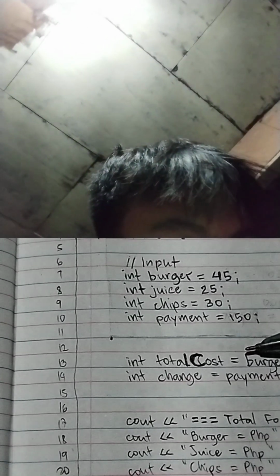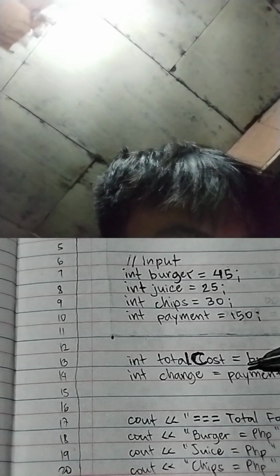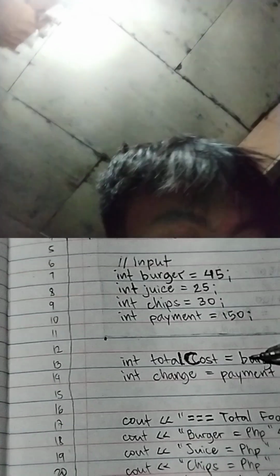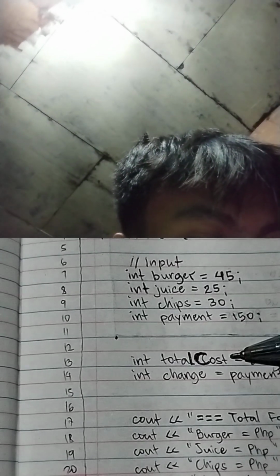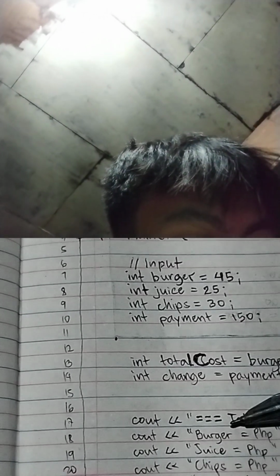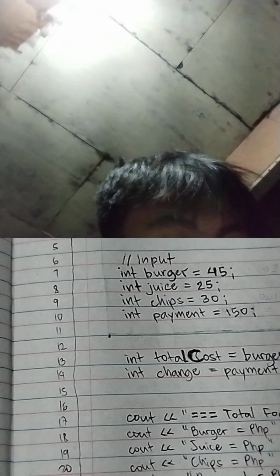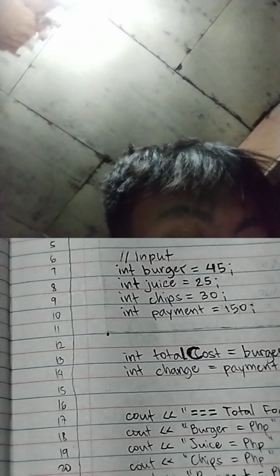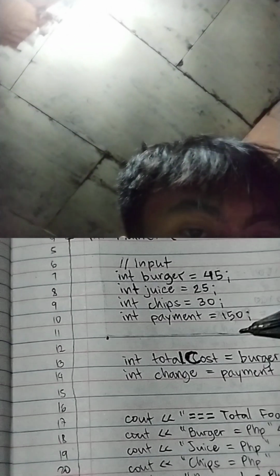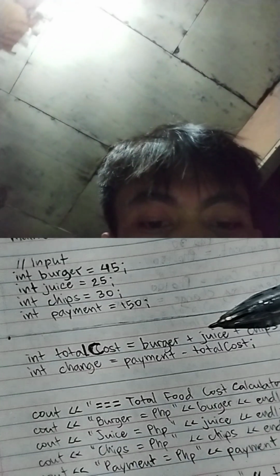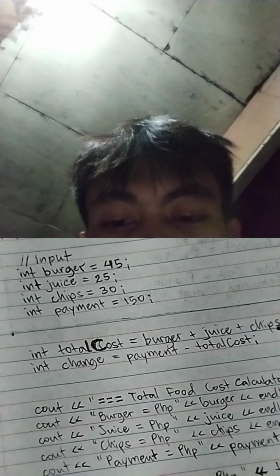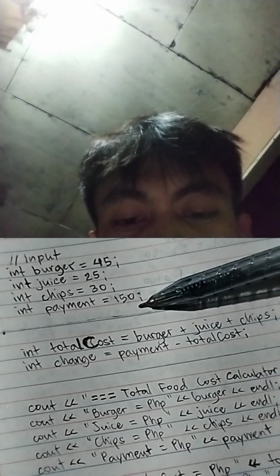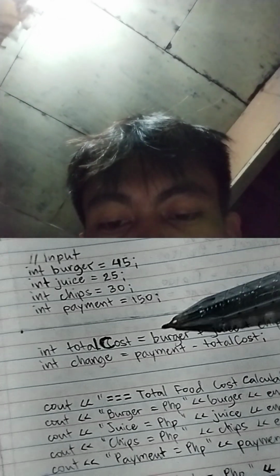Next, in total cost, integer total cost is a variable. So we proceed to the processing section, computing the total cost. The program adds all food prices together, like burger, juice, plus chips. So total cost is adding burger, juice, and chips.